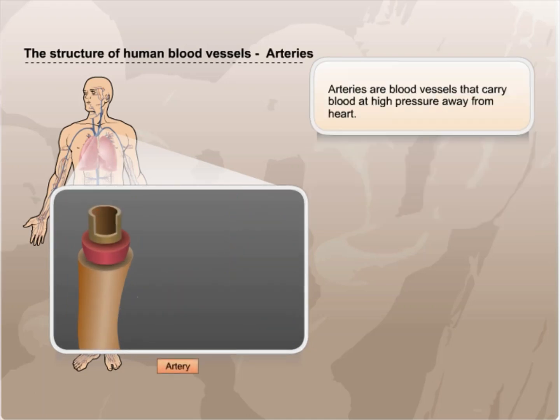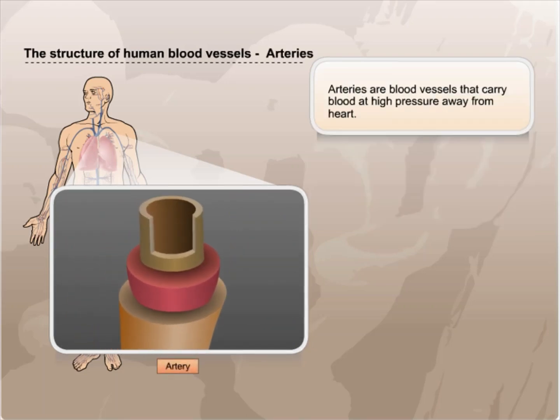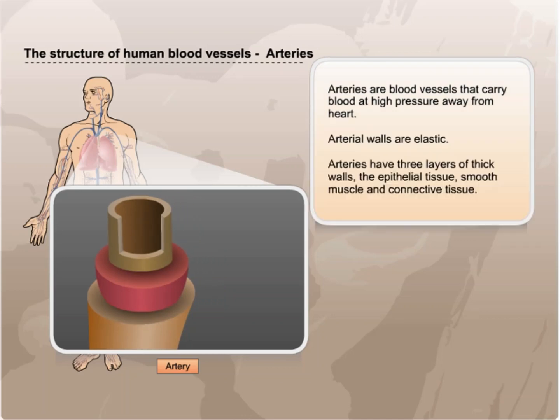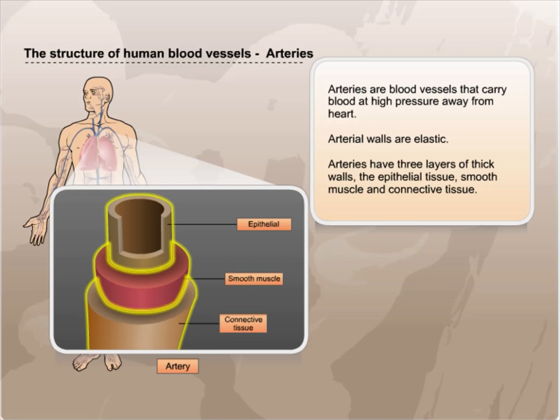Arteries are blood vessels that carry blood at high pressure away from the heart. Arterial walls are elastic. Arteries have 3 layers of thick walls: the epithelial tissue, smooth muscle, and connective tissue. These 3 layers make the structure of the artery strong, allowing arteries to carry blood under high pressure.